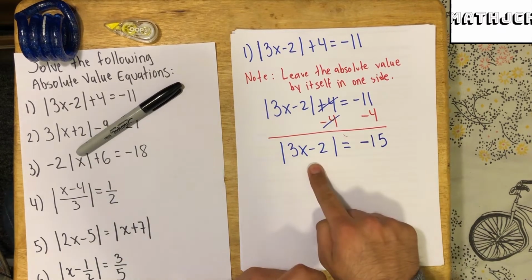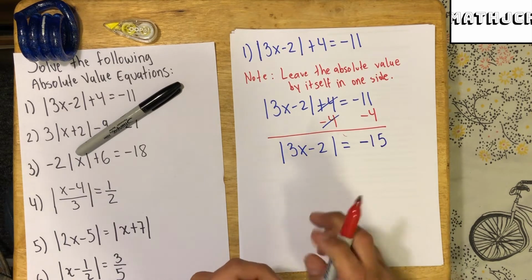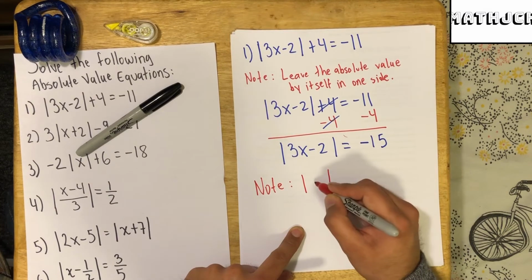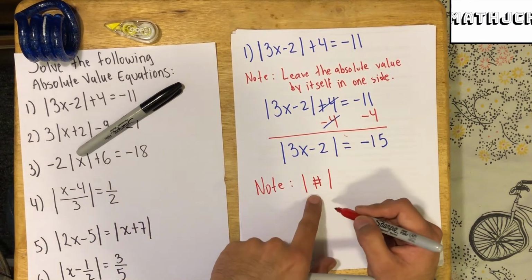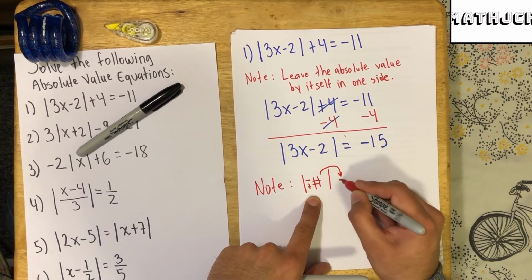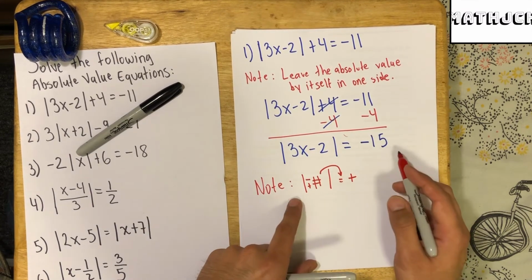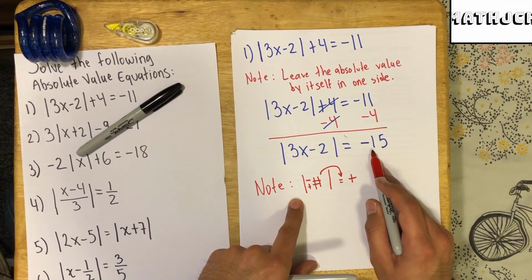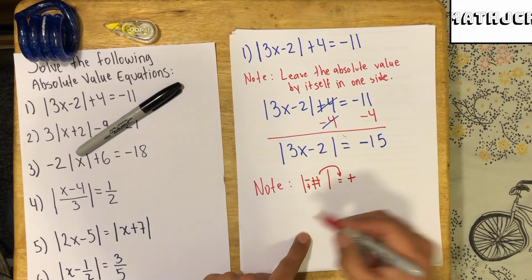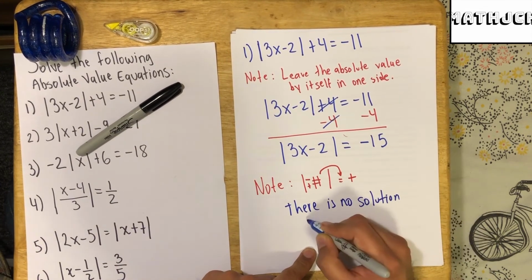Now we have absolute value equals a negative number. As you might know, just a little note in here as well. Remember, the absolute value of any number, it could be negative or positive, when it comes out, always comes out as a positive number. In other words, we cannot have a negative number as a solution of an absolute value. Therefore, there is no solution to this problem.